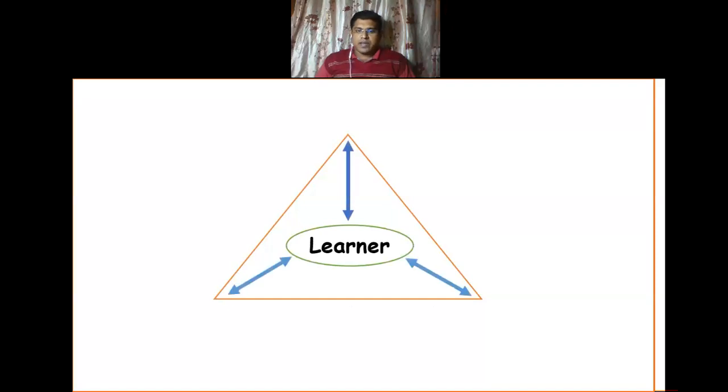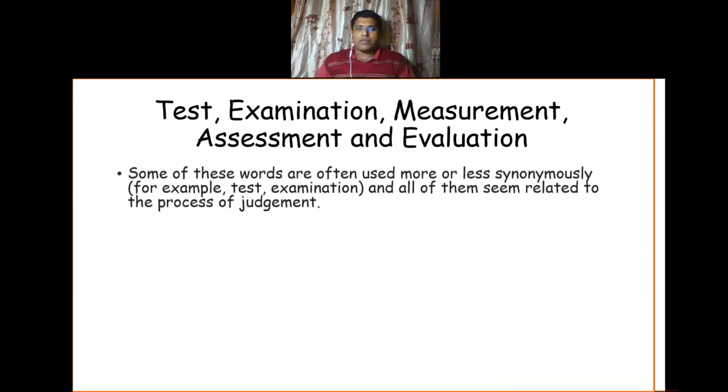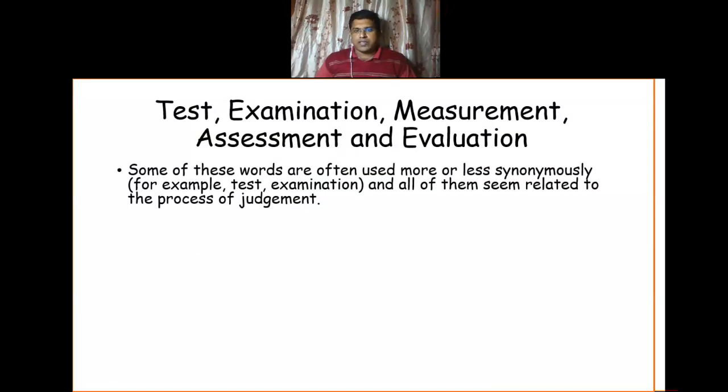I think I already explained that objectives, curriculum and evaluation form a two-way process. Then we go to the definitions and terminology of test, examination, measurement, assessment and evaluation. Some of these words are often used more or less synonymously. For example, test and examination: most people say both are the same. But if both are the same, why do we have two names? When we have two names, there is a slight difference between the two things. That's why we will discuss test and examination separately.